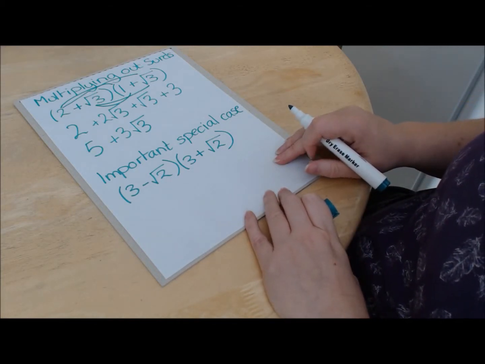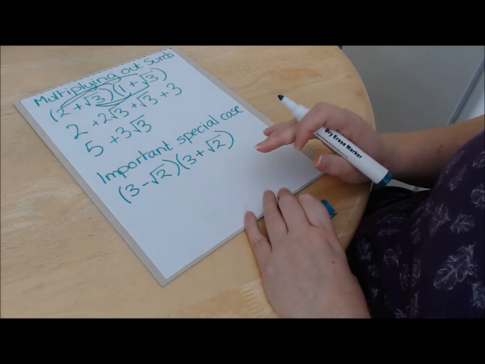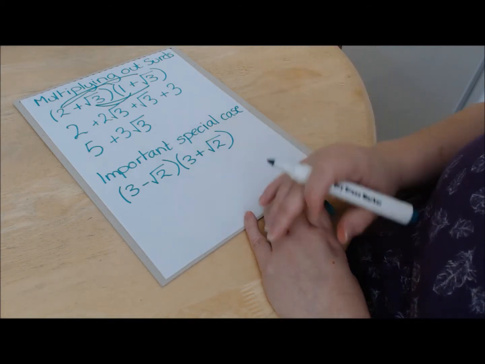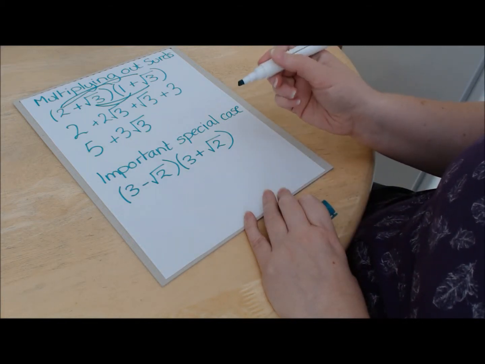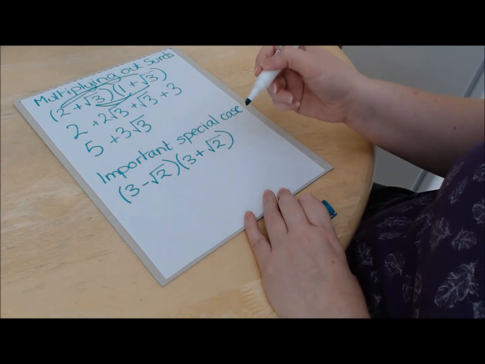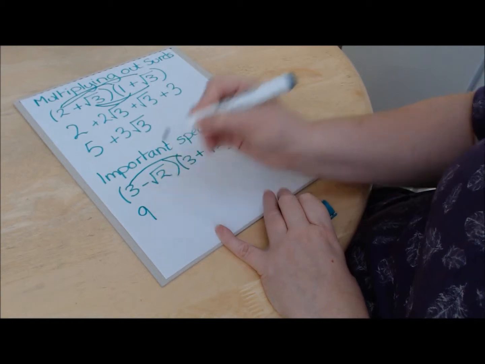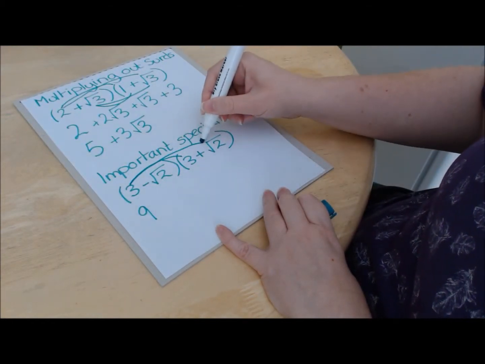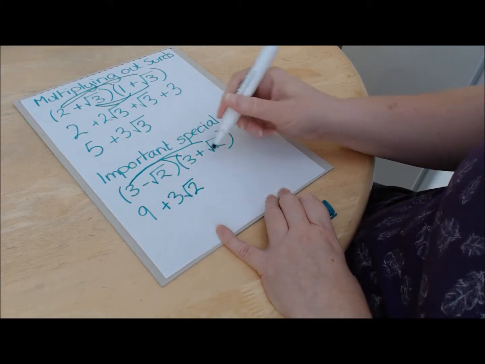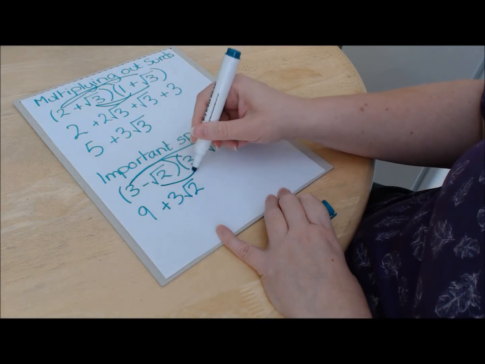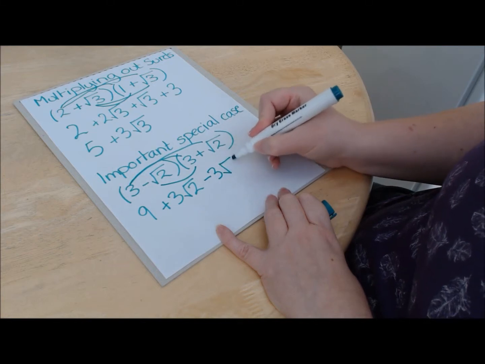So I want to introduce you to a very important special case of multiplying out that's going to be very useful when we move on to talking about rationalizing in another video. So here we're going to do the multiplying out so that you can see the special case that we've got here. So we're going to do 3 times 3, which gives us 9. And we're going to do 3 times root 2, which gives us 3 root 2. Then we're going to do minus root 2 times 3, so that's minus 3 root 2.